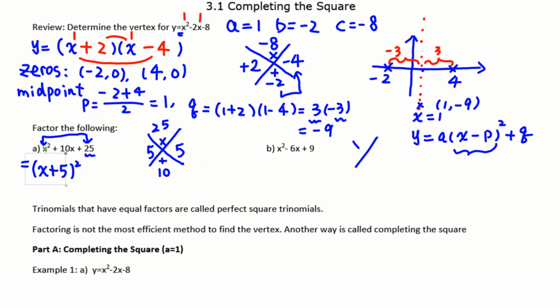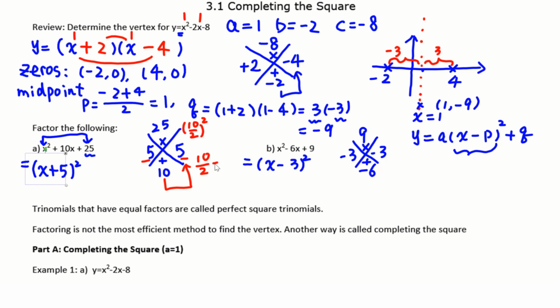So we do the same thing for the second question. Times together 9, add together negative 6. You will see you have 3, 3, both need to be negative. They are the same, then we could have x minus 3 bracket squared. From these two questions, we find out that in order to have these two numbers the same, you need to have these two numbers to be half of the b value. Then these times together need to be half of the b value squared.